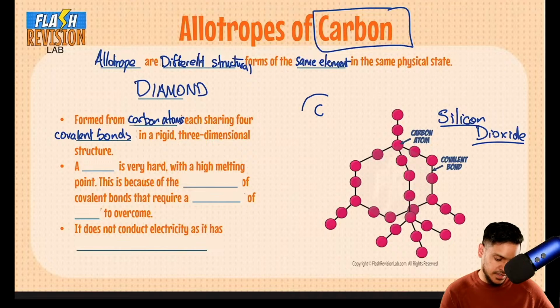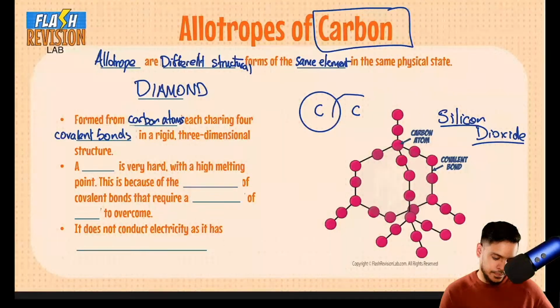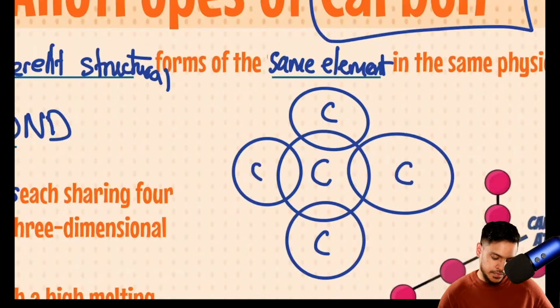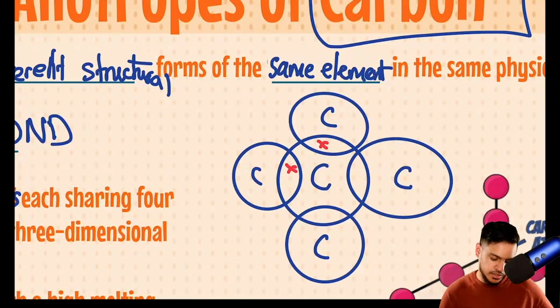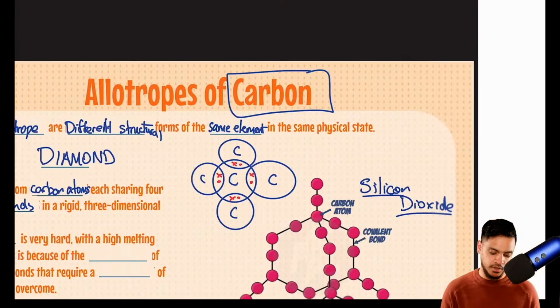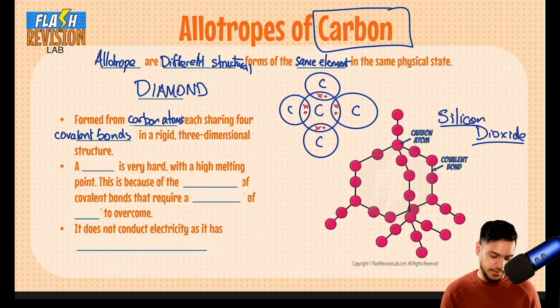As a dot and cross diagram, this is how it's going to look. That's one, that's bonded to another, a third one, and a fourth one. Carbon has 4 electrons on its outer shell, 1, 2, 3, 4, so it's sharing electrons with 4 other carbons around it. That's what's giving it this structure. Remember that because we're going to come back to it for graphite.